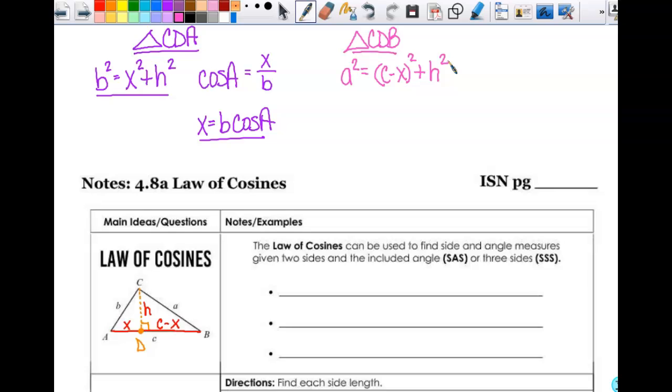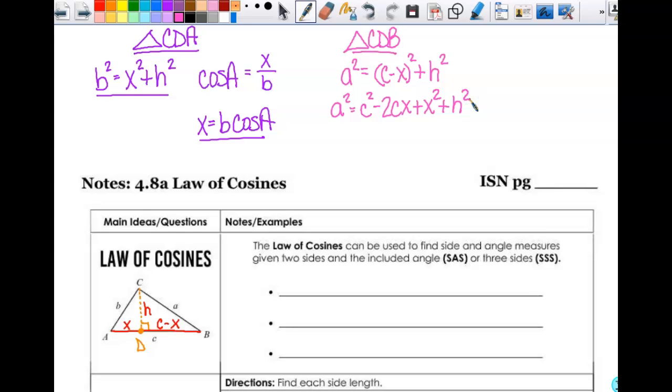Right. So then I need to go ahead and multiply this out. This is not c squared minus x squared. It becomes a trinomial, so make sure you know how to do that. This is a squared equals c squared minus 2cx plus x squared plus h squared then.